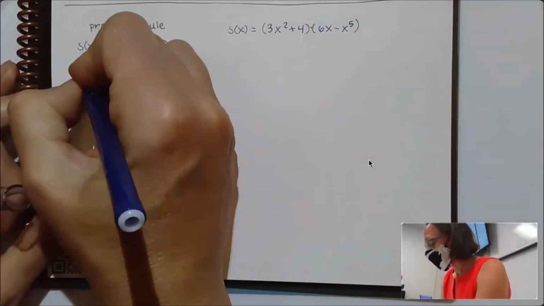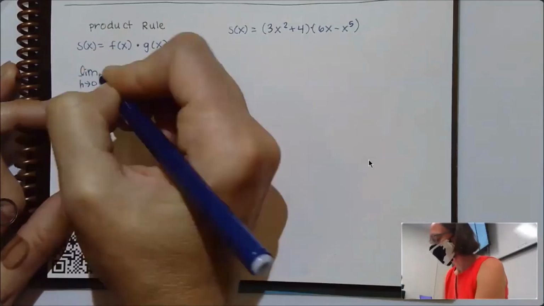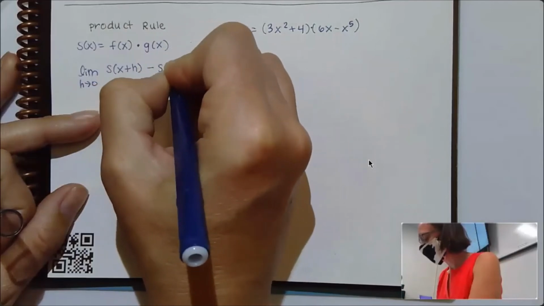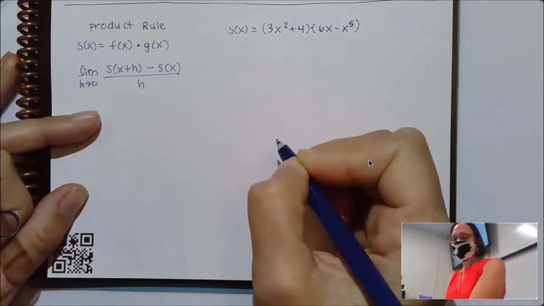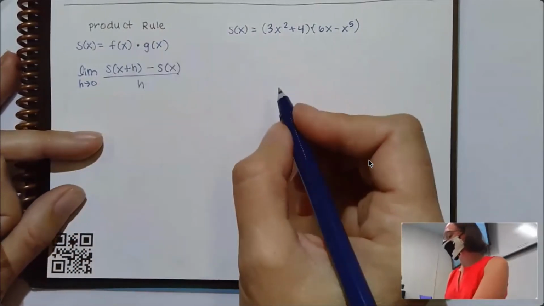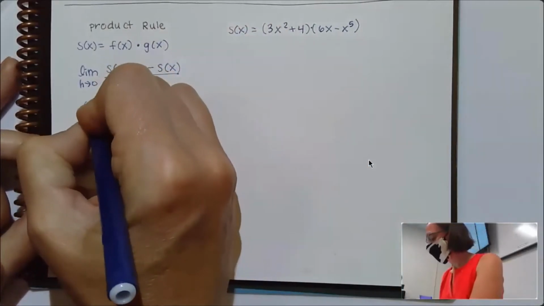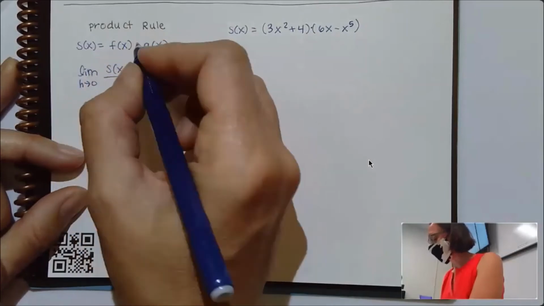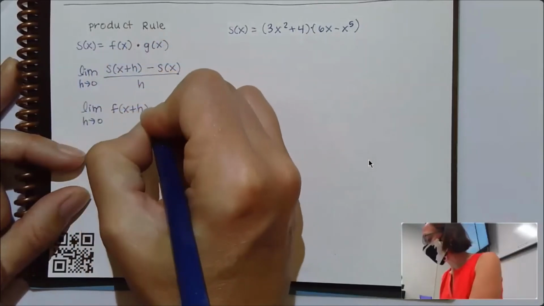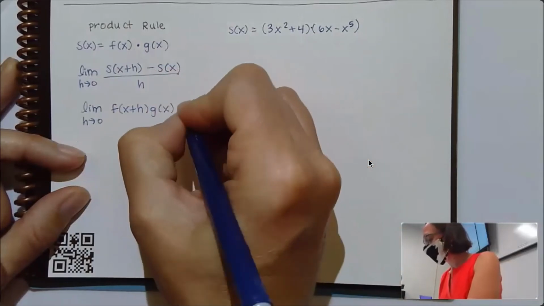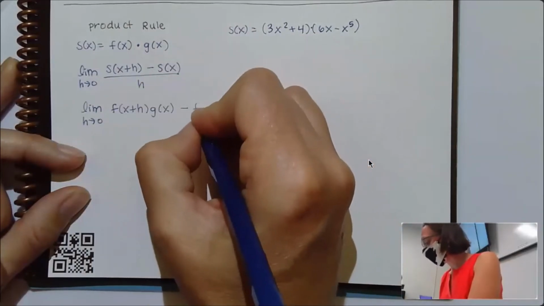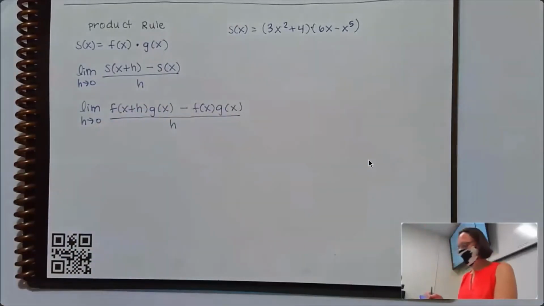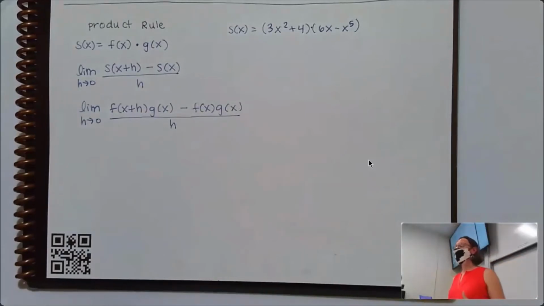So what that would look like for this thing is I'm going to have the limit as h approaches 0 of s of x plus h minus s of x all over h. But I'm going to go ahead and plug that into my function, weird as it looks, so that I've got the limit as h approaches 0. Plugging in x plus h everywhere up here would look like f of x plus h times g of x plus h. And then plugging in my s of x would look like f of x times g of x all over h.